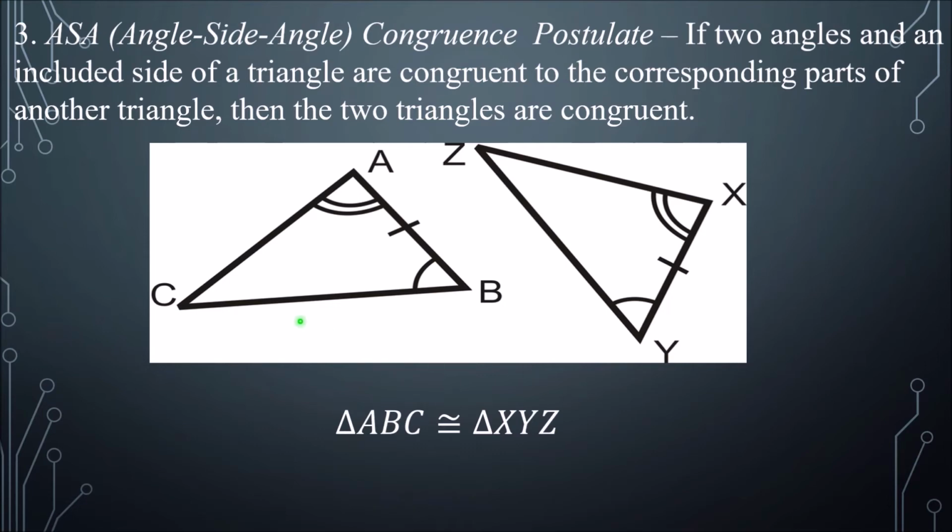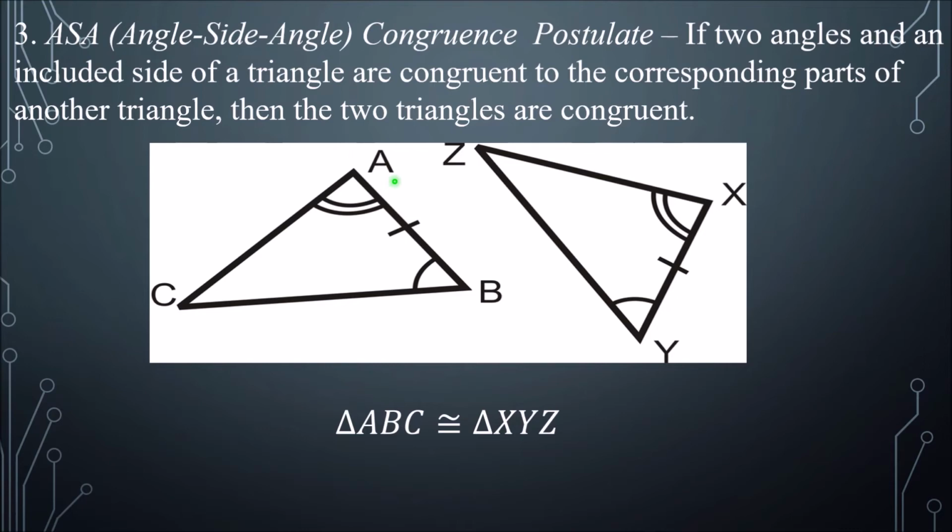Let's have the third postulate, the ASA congruence postulate, or angle side angle. In this case, if two angles and an included side of a triangle are congruent to the corresponding parts of another triangle, then the two triangles are congruent. Here we have the angle and the angle, and between those angles we have the side. So that is angle side angle.